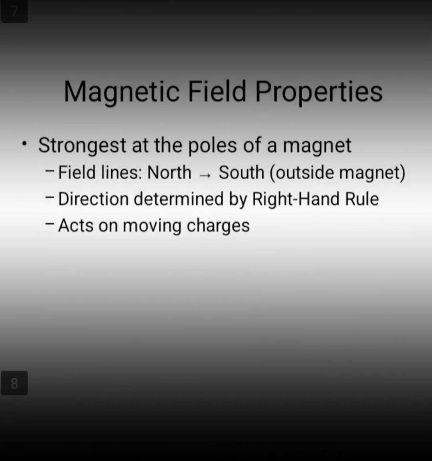More so, we have the properties of magnetic field. One, it is strongest at the pole of a magnet. It means that towards the middle, the attraction will be what? Higher than when it is moving far from it. Also, we have the field line, which is north and south. That is the outer side of the magnet. We have the direction, which is determined by what? Right hand rule. We have the filament right hand rule and the left hand. Also, it acts on what? Moving charge, not on stationary.